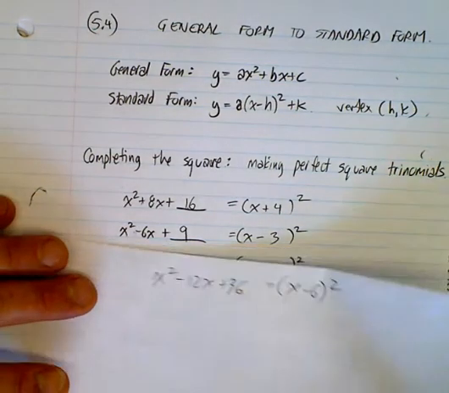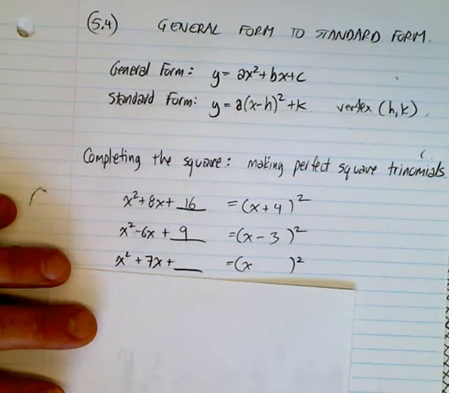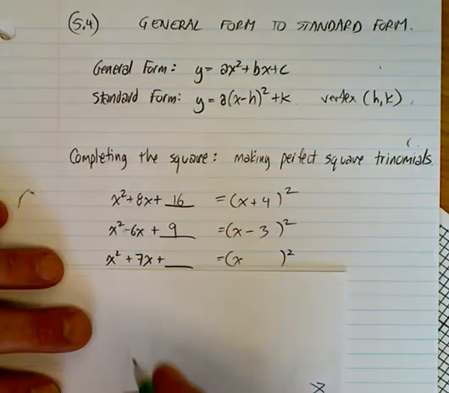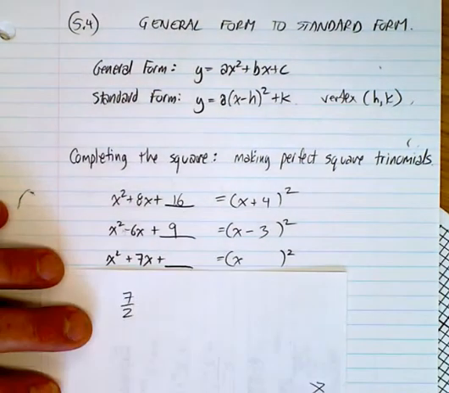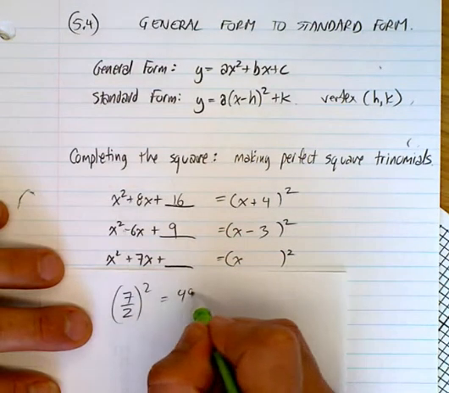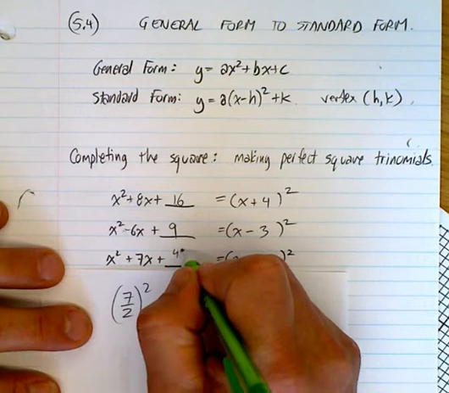Now we're going to get situations that are a little tougher. This is a perfect example. You can't take half of 7 easily. So what do you do? You call it 7 halves. That's half of 7. And that squared would equal 49 over 4. And that's what goes here, 49 over 4.